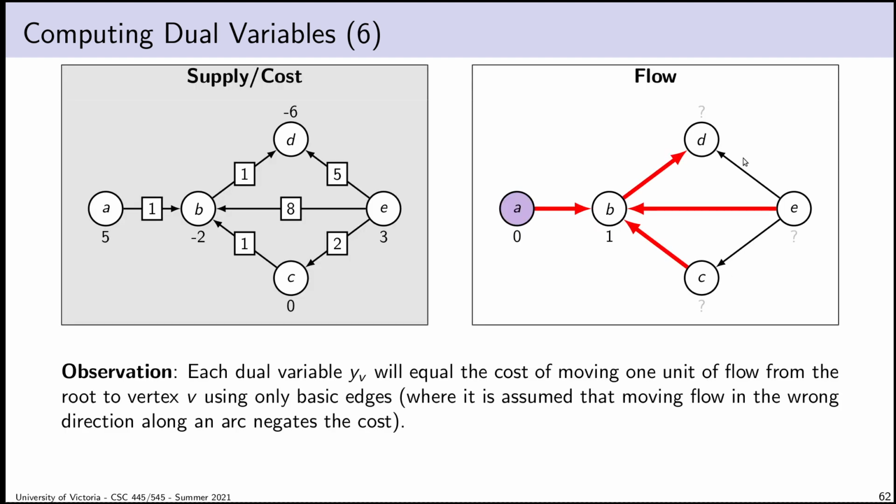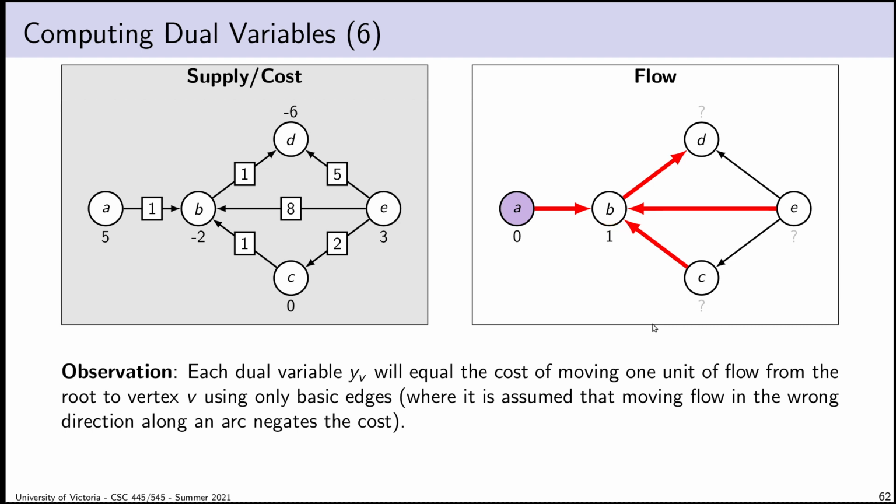But the astounding observation to make is, once I actually solve these equations, what I will realize is the dual optimization variable associated with each vertex will equal the total cost of moving one unit of flow from the root all the way to that vertex. And that's the interpretation I'm going to use to complete the algorithm. So it turns out that the dual optimization variable for B, the value of YB, is 1. And we actually figured that out earlier when we were looking at the constraints themselves.